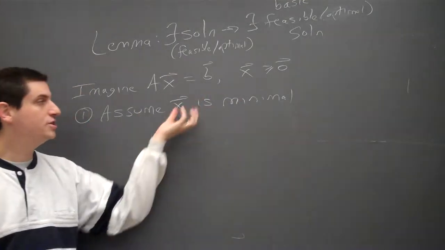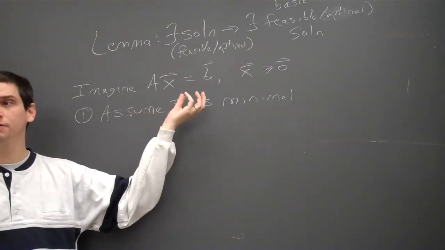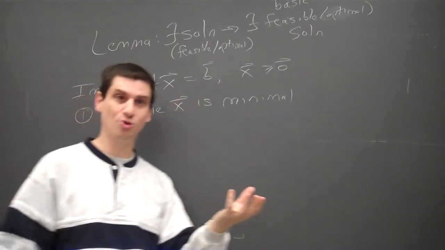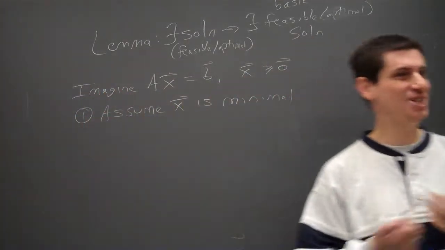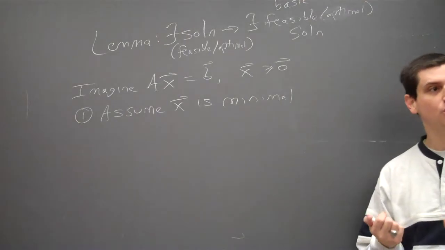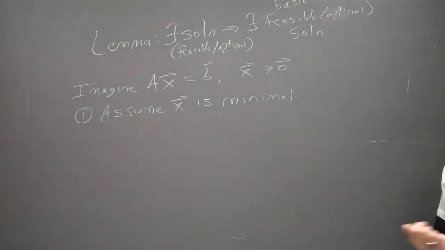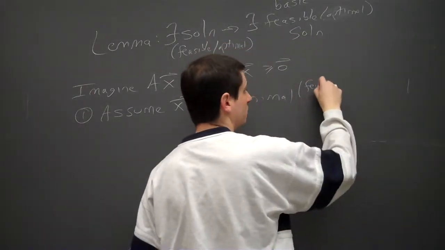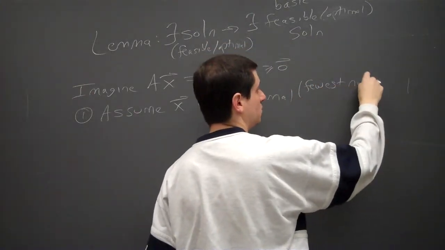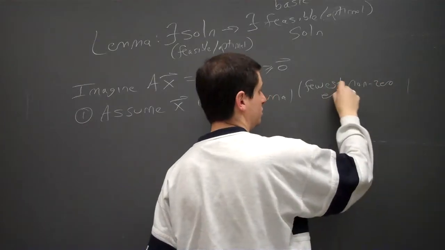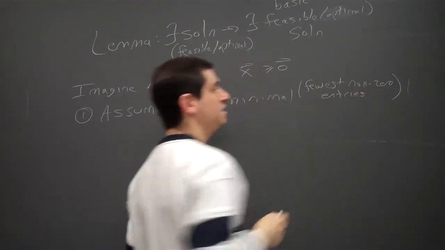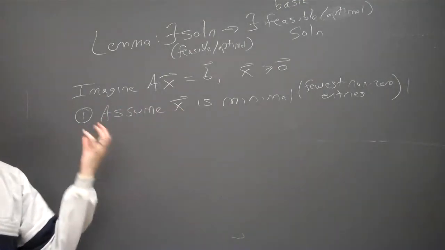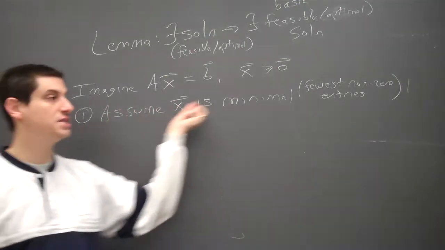So what's a good thing to sort the x by? The number of zeros, or correspondingly the number of non-zeros. Either one is fine, they're equivalent. Yeah. So let's choose an x that has the fewest number of non-zero entries. And then the idea is, if we choose something with the fewest non-zero entries and we find something that has even fewer non-zero entries, that violates the minimality here.